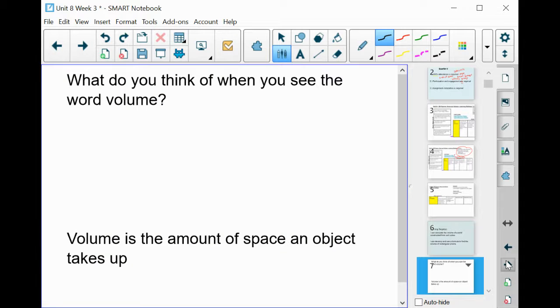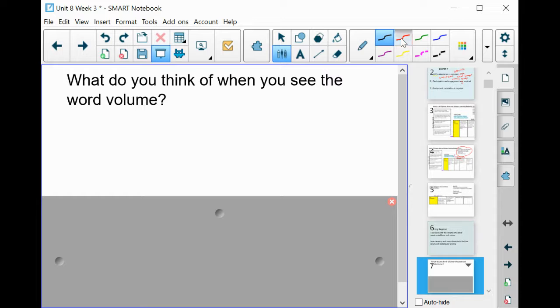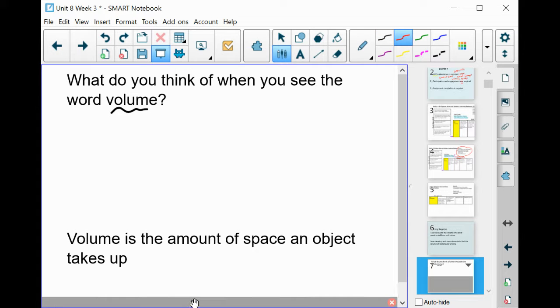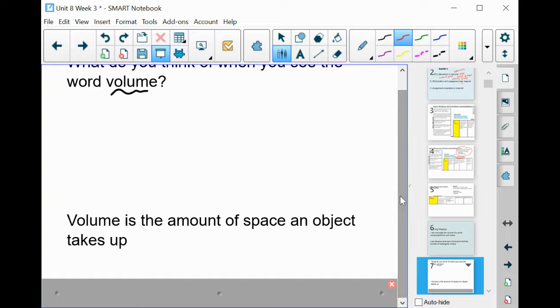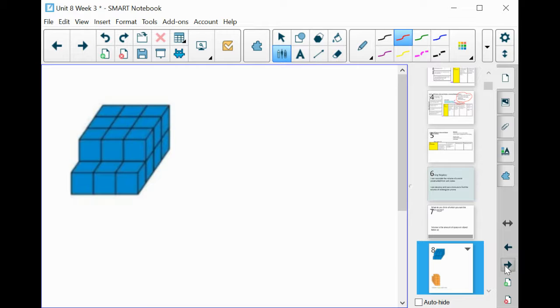Okay, first thing I want to talk about is what do you think of when you see that word volume? This is a multiple meaning word, which means you're probably thinking about sound volume. And I just want to remind you in math that volume is the amount of space an object takes up. So what we're going to be working on today is mostly rectangular prisms and cubes. Okay, this is just a little quick review.